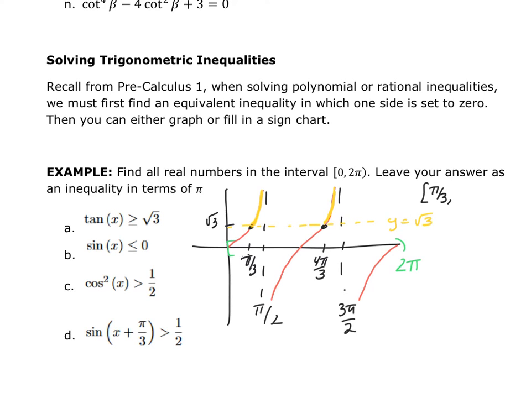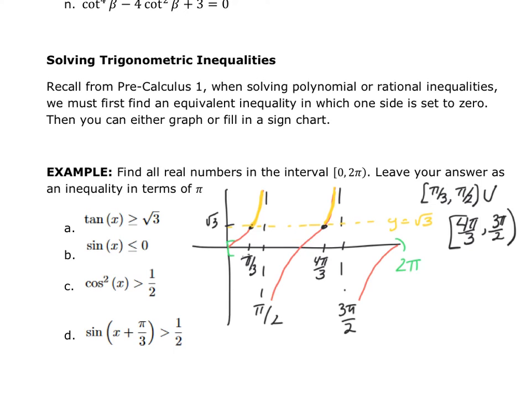So my solution for A is going to be an interval, and the interval is going to be from pi over 3 to pi over 2, non-inclusive because I have a vertical asymptote, and then I pick it up again at 4 pi over 3, inclusive, to 3 pi over 2, non-inclusive because of the vertical asymptote. So if I think about it in terms of the graph, then I can clearly visualize the solution.